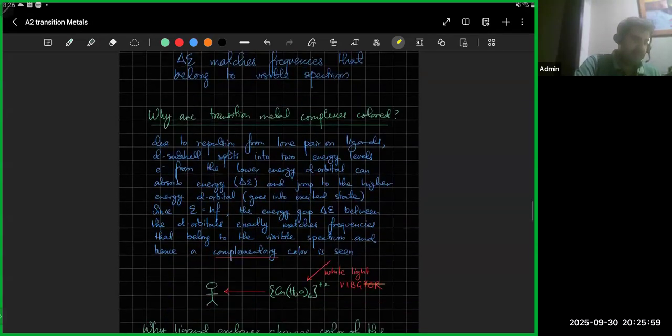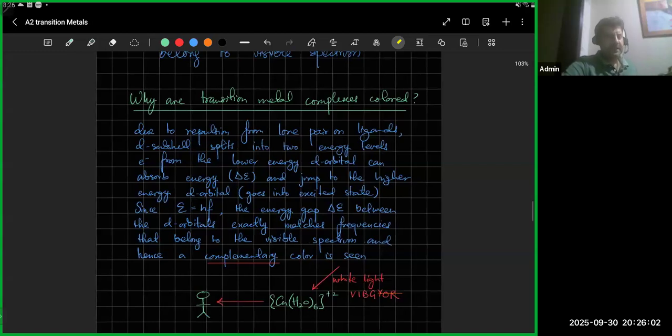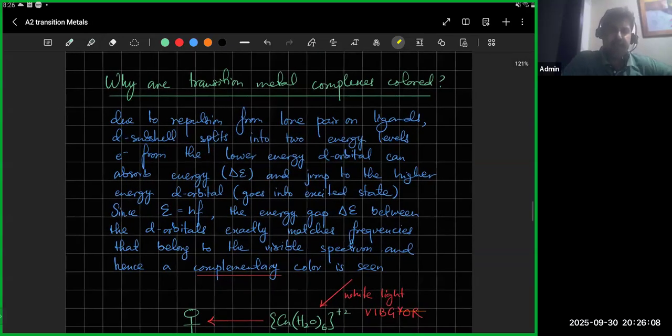Okay, so we wrote down these two answers. I'm not going to copy the answers because it's written in the notes. The first one is why are transition metal complexes colored? So if you can see on the screen, it's due to repulsion from lone pairs on ligands. The d-subshell splits into two energy levels. Electrons from the lower energy d orbitals can absorb energy and jump to the higher energy d orbital. And since energy is proportional to frequency, or since E is equal to hf, the energy gap delta E between the d orbitals exactly matches frequencies that belong to the visible spectrum. And hence you see a complementary color, right? That is the answer if they're going to ask you why they are colored.